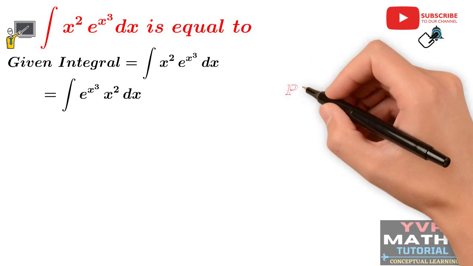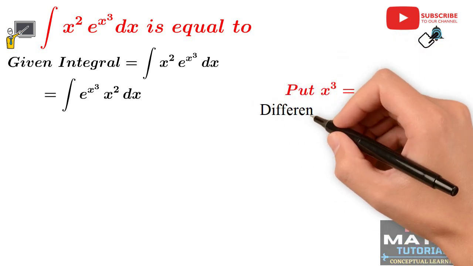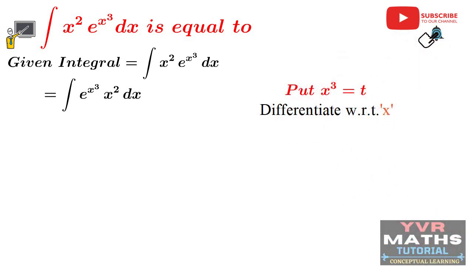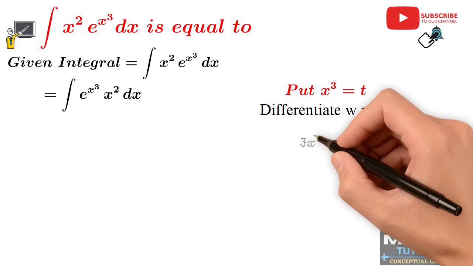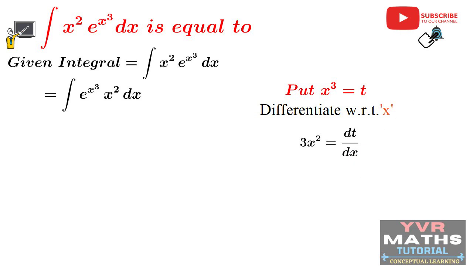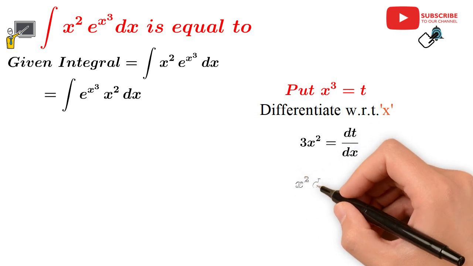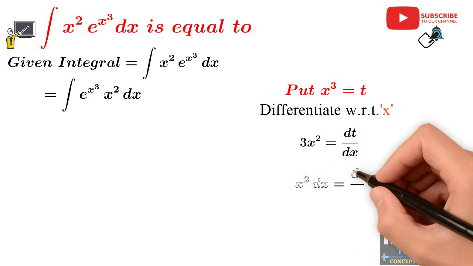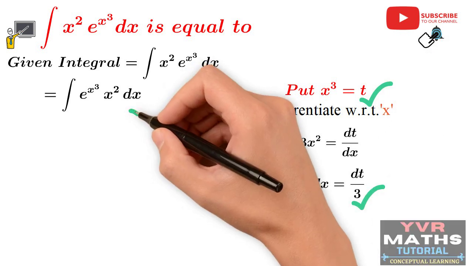So, put x cube is equal to t. Now, differentiate this one with respect to x. So, x cube derivative is 3x square is equal to t derivative with respect to x, which is dt by dx. If we cross multiply this one, then what we will get? See here, x square dx is equal to dt by 3. Now, substitute this term and this term in the integral.